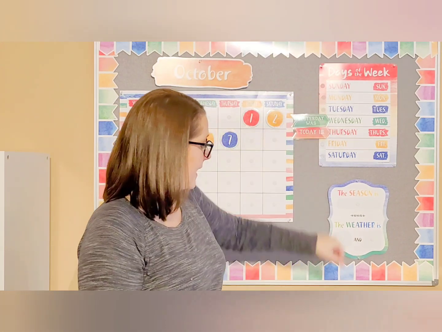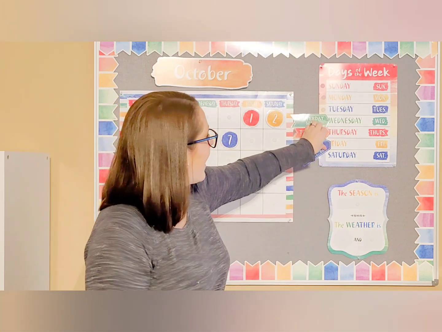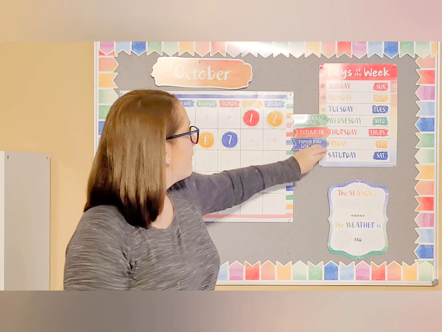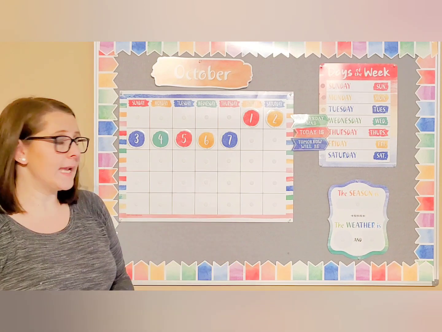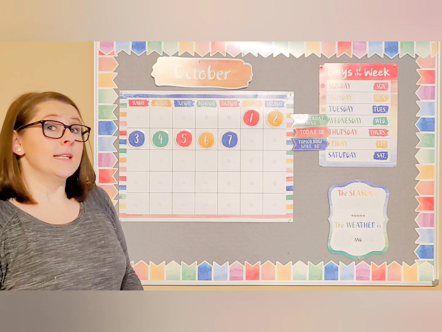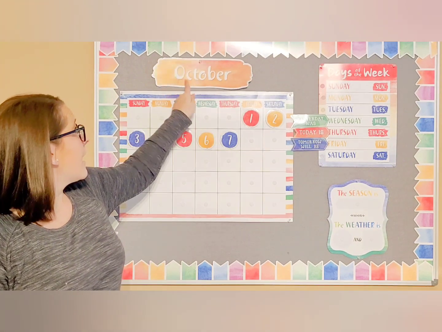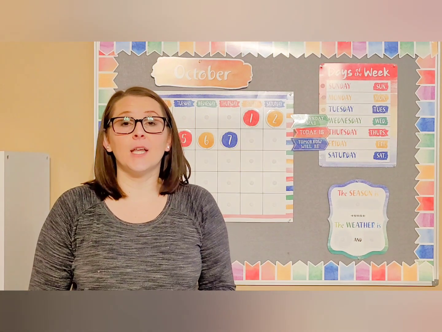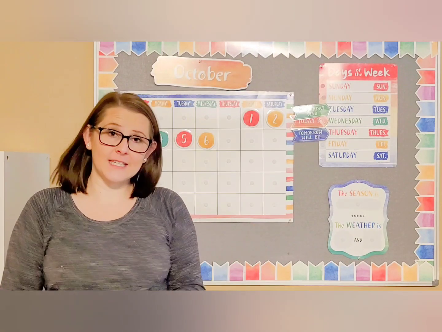Yesterday was Wednesday. Tomorrow will be Friday. Oh, what fun. So what day is today? It is Thursday, so we need to say our whole date. You want to say it with me today? All right, you ready? Take a deep breath. Today is Thursday, October 7th, 2021.